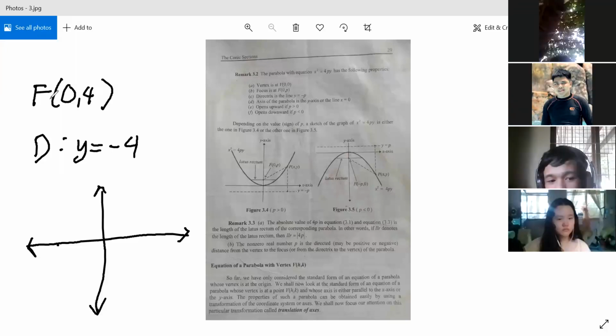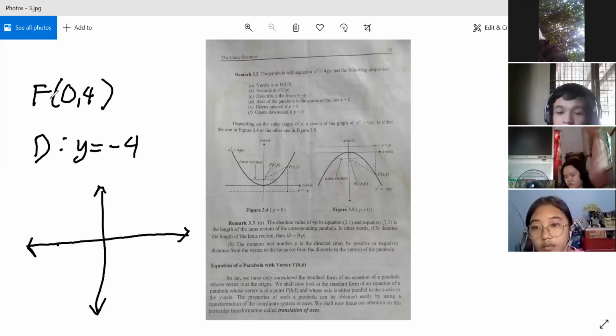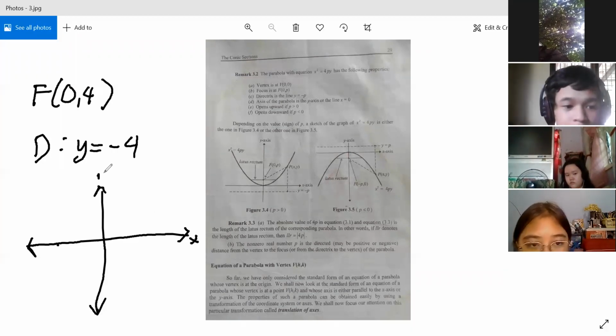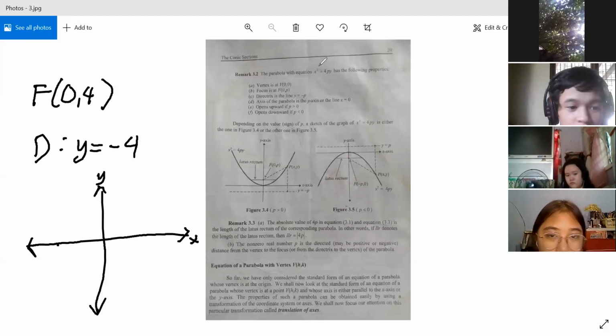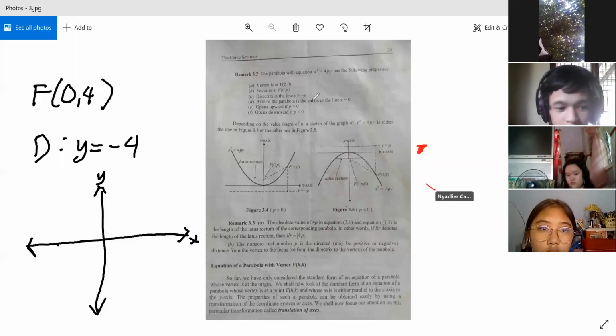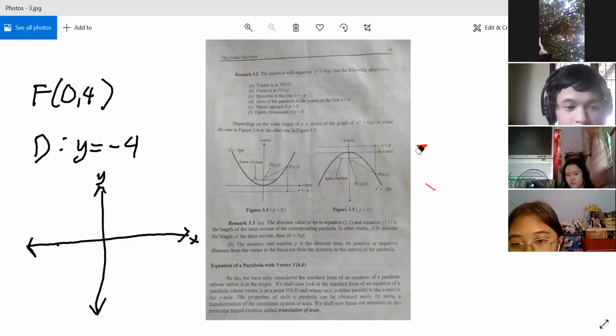Nia Claire, can you sketch your focus? Can you use the red one? Put it where your focus is. Okay, good. Where is the focus, Nia Claire?